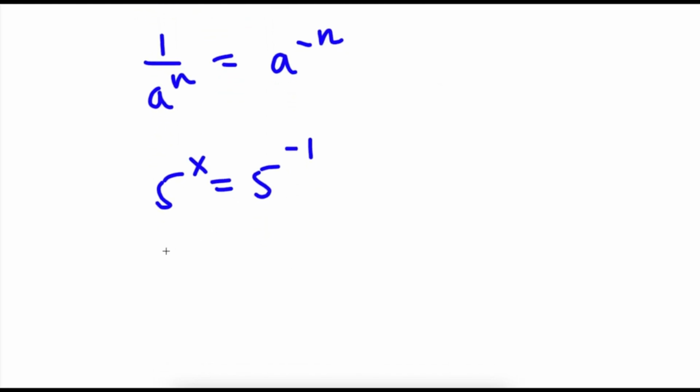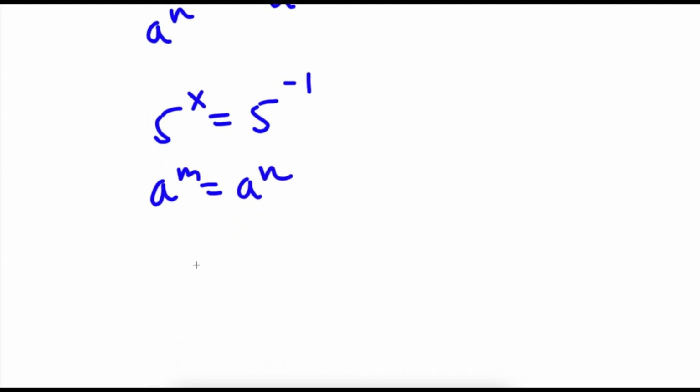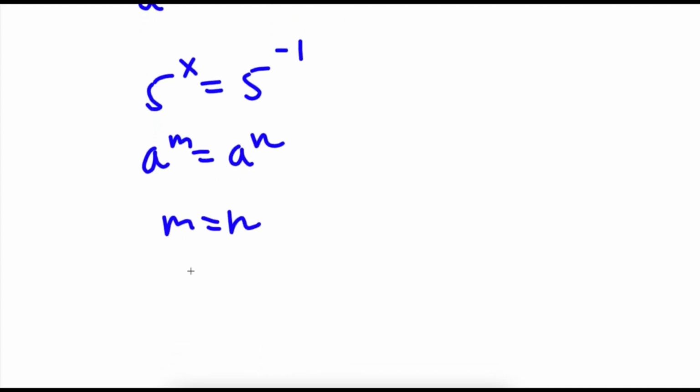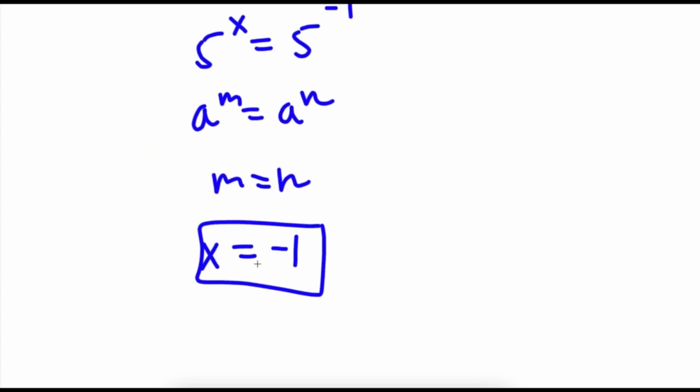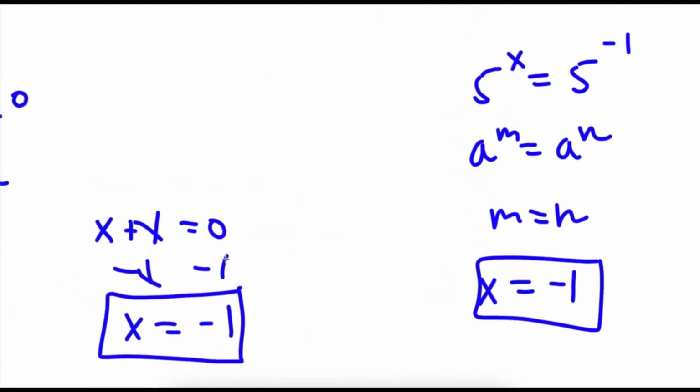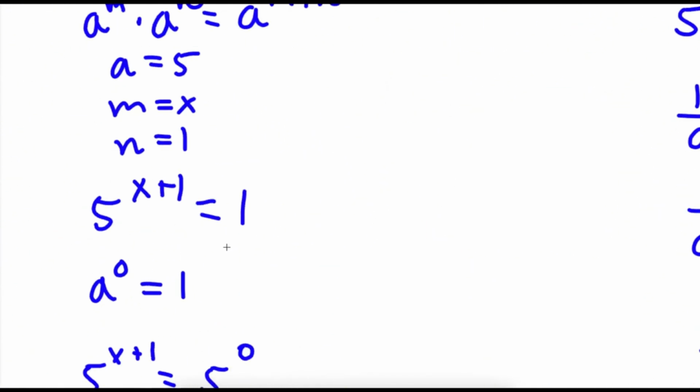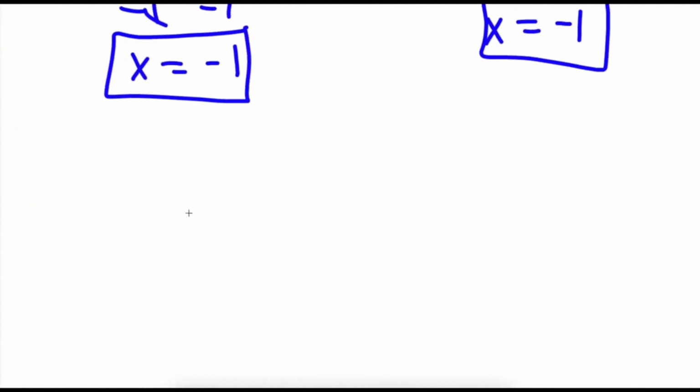And now, if I have something in the form a to the power of m is equal to a to the power of n, then this means that m is equal to n. So now I have x is equal to negative 1. So these are two different methods, and I got the same answer in both of them. So now let's go ahead and check if this is right.